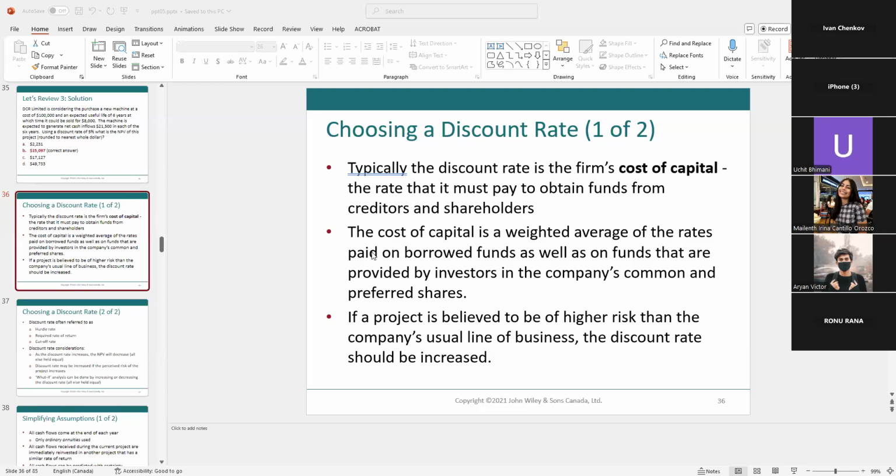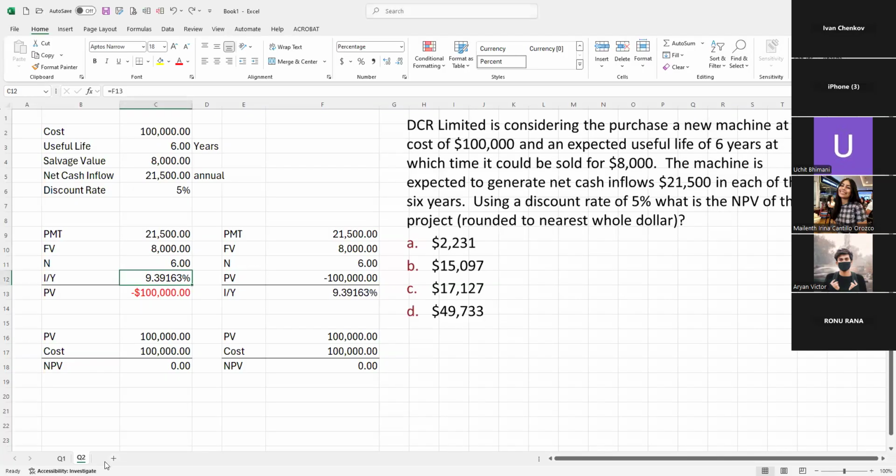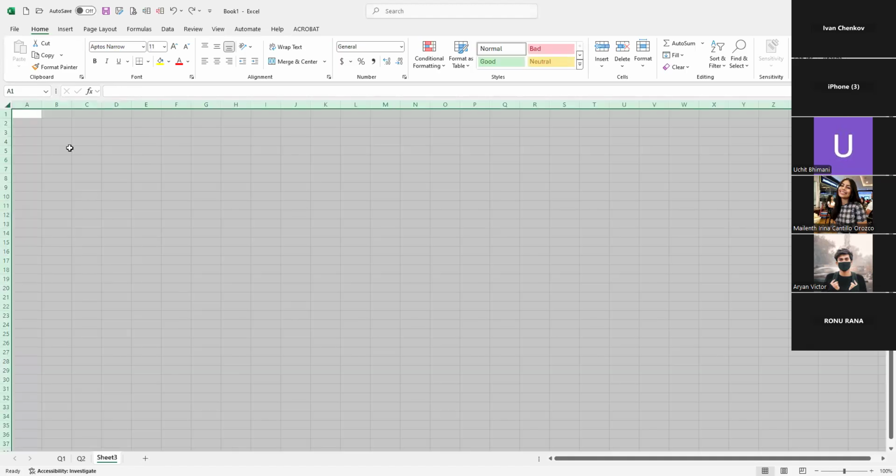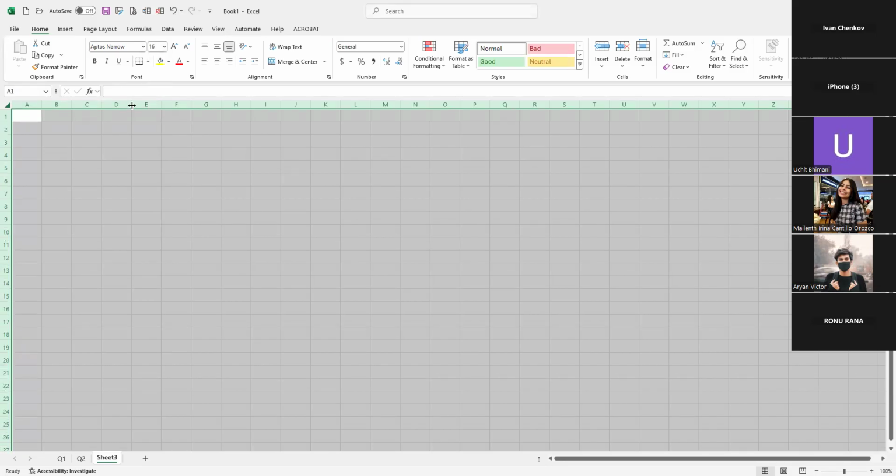Let's go back to slides. Now slides are going to make more sense, especially with choosing the discount rate. Now usually the discount rate is the company cost of the capital. Now what's the company cost of the capital? Sorry, I have to go back to the Excel spreadsheet in order to explain cost of the capital. The question is, what is the capital of the company?